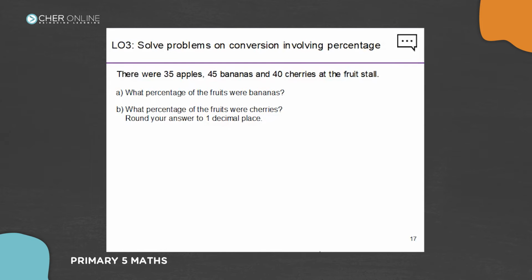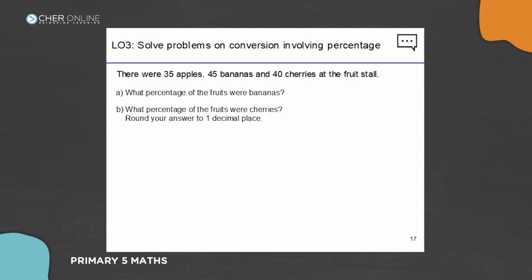Okay, so the final part that we're going on into today will be solving some problems on conversion, involving percentage, of course. Let's check out this one. There were 35 apples, 45 bananas, and 40 cherries at the fruit stall. What percentage of the fruits were bananas? Your favorite fruit, right?